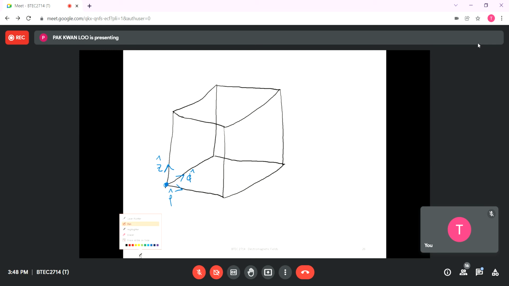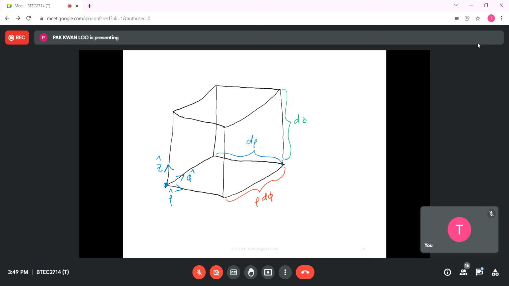So we know that this length here is rho d phi, and this length here is dz, and this length here is d phi.